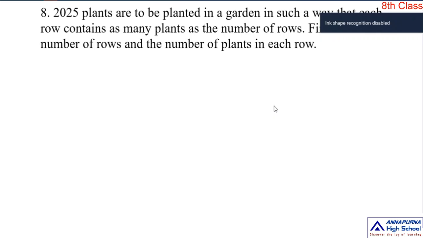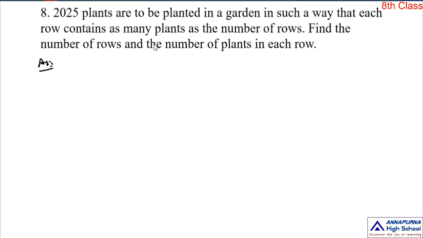Okay, so this is the 7th one. Let's come to the next one. 2025 plants are to be planted in a garden in such a way that each row contains as many plants as the number of rows. Find the number of rows and the number of plants in each row. Okay, this is also a word problem. Just observe it carefully.